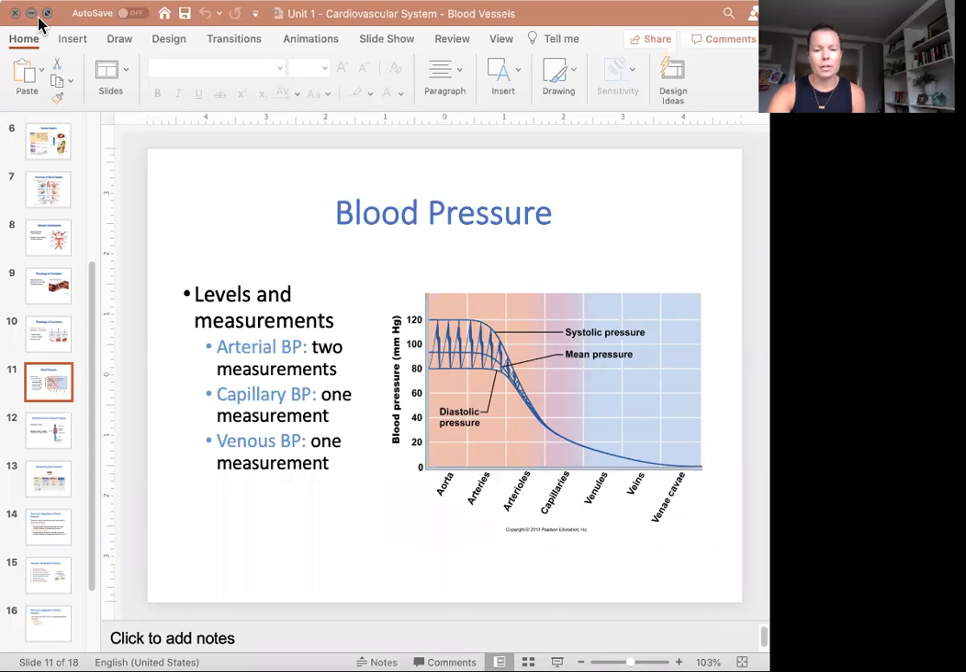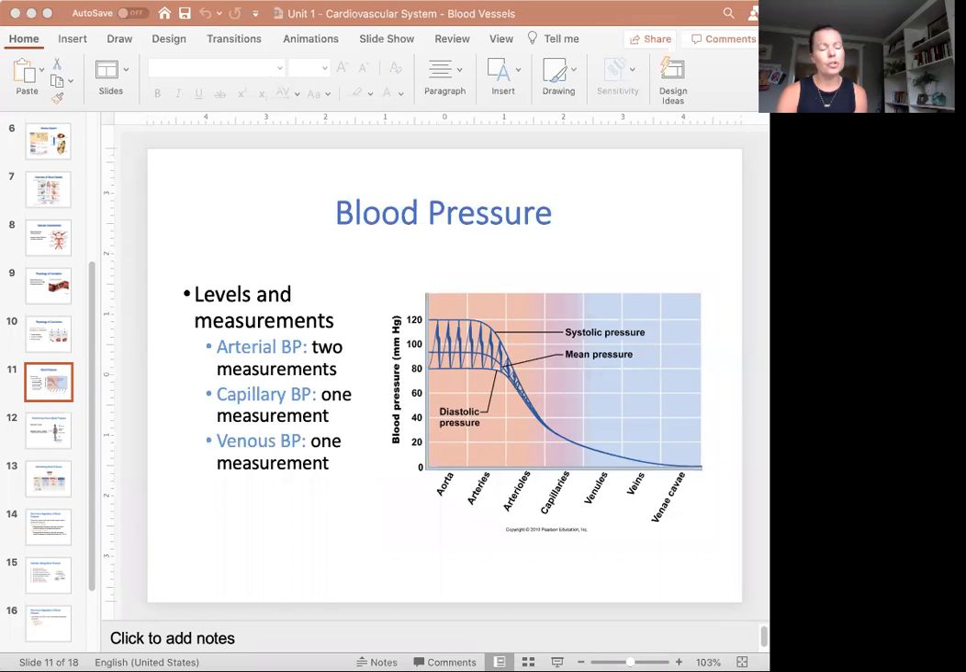In this mini lecture, I will be covering the topic of blood pressure and some of the factors that are involved in helping to maintain blood pressure. So, first of all, blood pressure is generally measured in the arm, in the brachial artery.